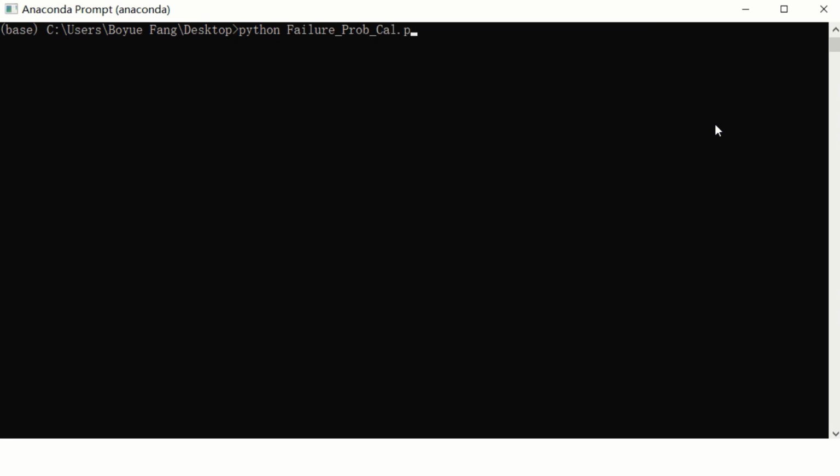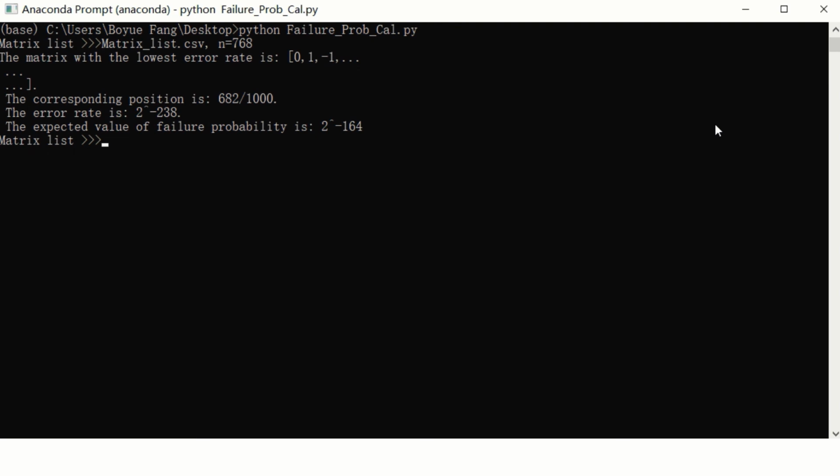After that, he enters all the matrices into the script. The script calculated that the 682nd matrix has the lowest failure probability, which is 2 to the power of negative 238. It is much smaller than the expected value, so it is recommended to use this matrix.